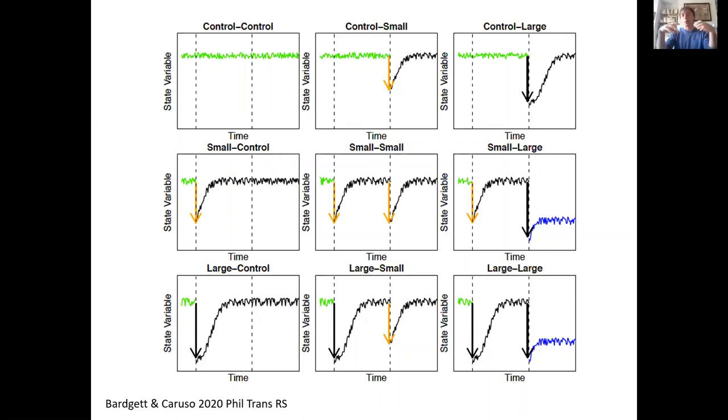So you may have a drought. This can be a small or a larger, so a severe drought or a less severe drought. And you can have them one and then a second time. Then you ask whether the system is recovering or whether the system is settling into an alternative stable state. And to really assess that, you will need at least these 9 combinations.